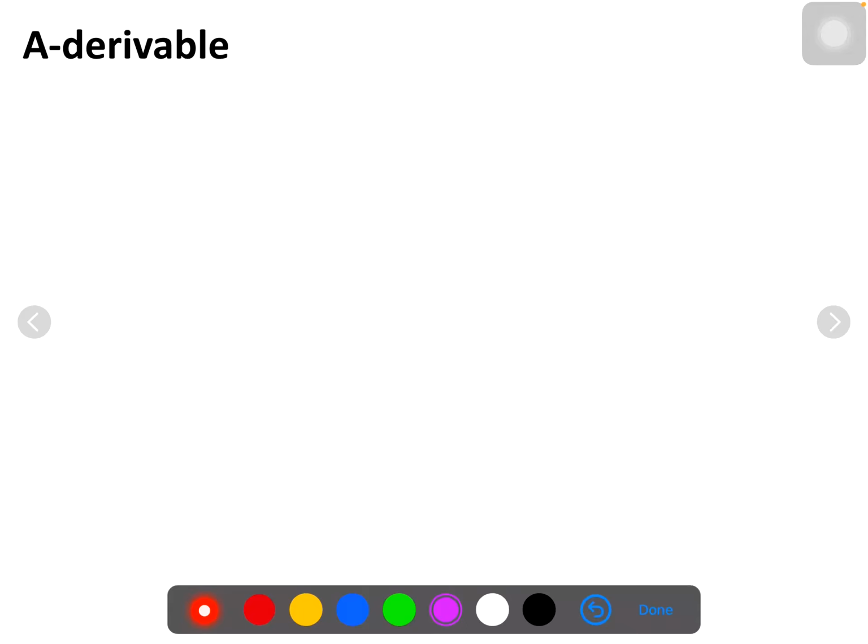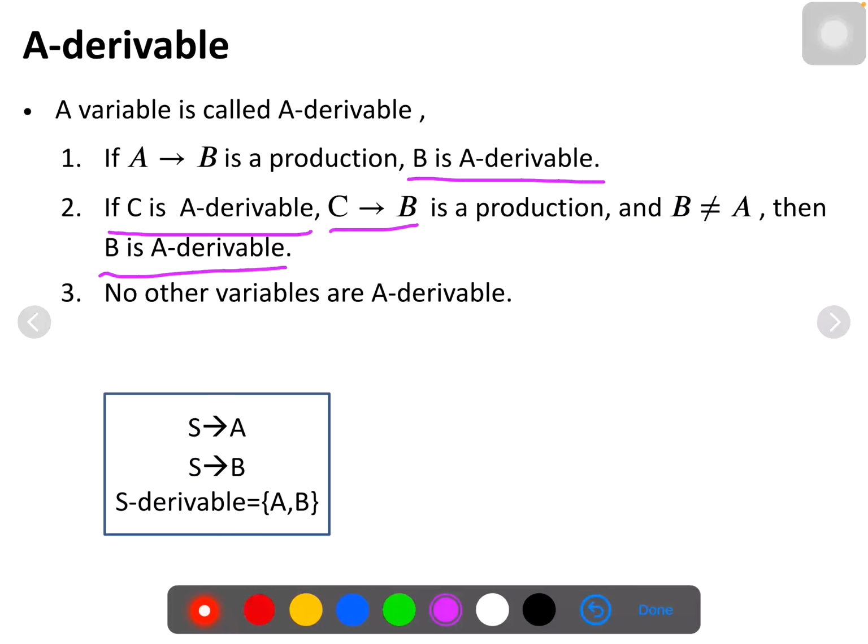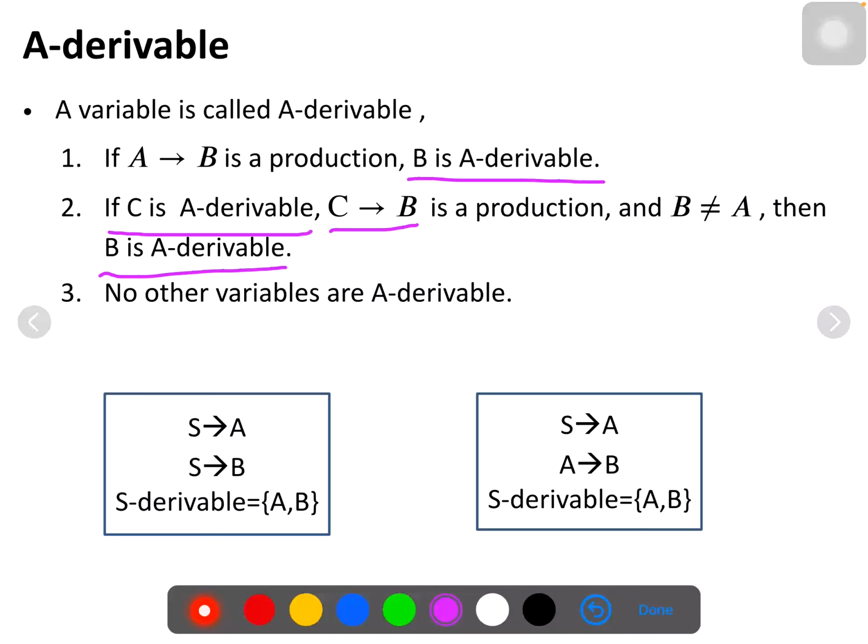Then the next topic is derivable, also called finding the useful variables. A variable is called derivable under these conditions: if A gives B is a production and B is derivable, and if C gives B is a production, then B, which is not equal to A, is derivable. No other variables are derivable. Here is an example: S gives A, S gives B. S derives A, B. S gives A, A gives B, so derivable are A, B.